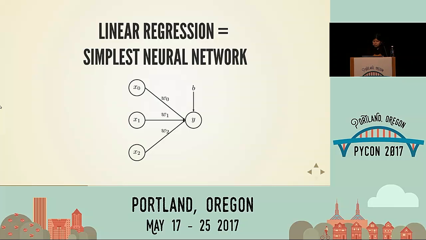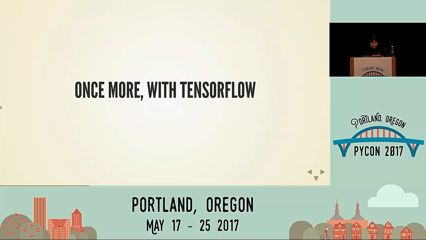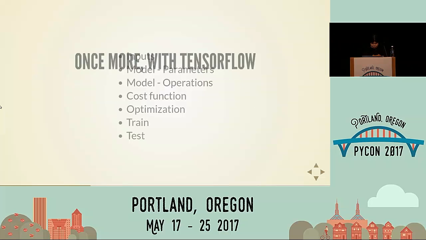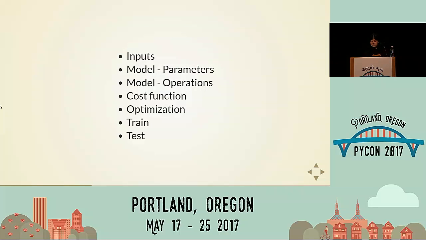We have an input layer consisting of those three x sub i input neurons. And we have an output layer consisting of a single neuron. And we have weights on the edges between those neurons. That's exactly what a neural network is. So now we know that linear regression is simply a neural network in disguise. We can rewrite it in TensorFlow. And what we're going to do is to take those 7 ingredients that we went through in NumPy and just recast each of them in TensorFlow.